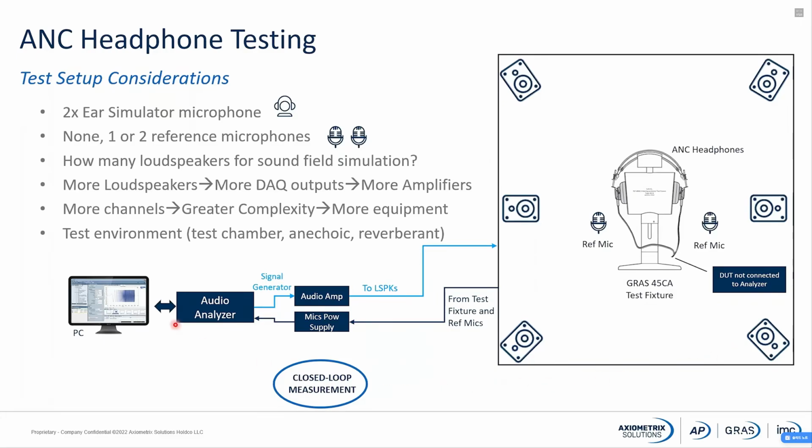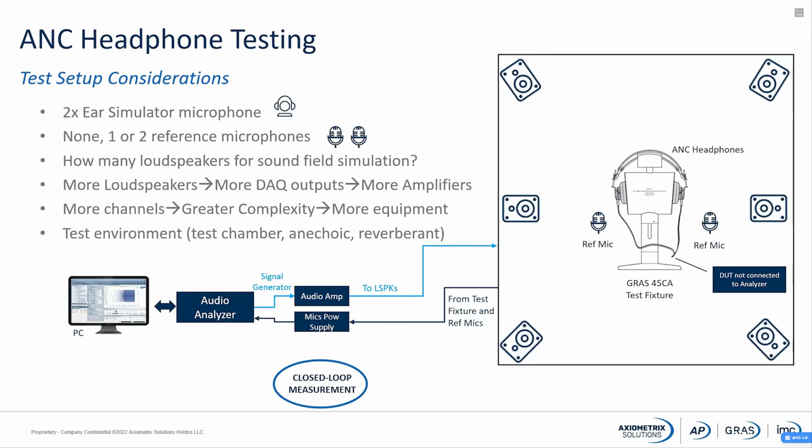So no matter the complexity, a setup will typically look like this, with more or fewer loudspeakers, with or without reference microphones. We have a setup with an audio analyzer that is generating a signal that is going to the loudspeakers. The test signal is picked up by the ANC microphones, and then is captured by the microphones that are inside the test fixture, and then sent back to the analyzer for analysis. This is what we call a closed loop measurement.